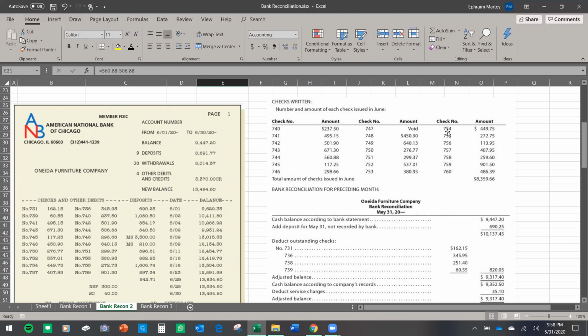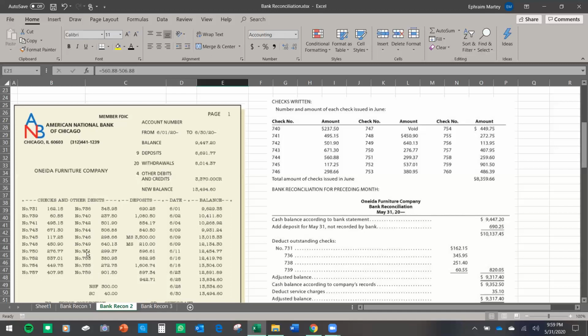Check number 754. Right here, 449.75, that's correct. Check number 755. Right here, 272.75, 272.75. That's correct. Check number 756. Okay, let's look for 756. Why is it? I saw this right here. Okay, think again.